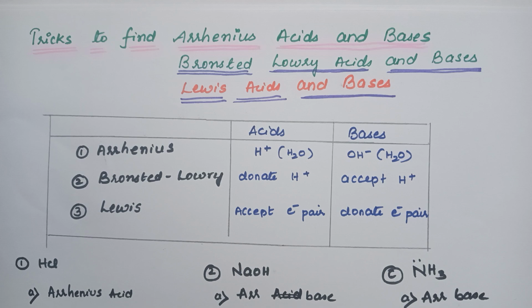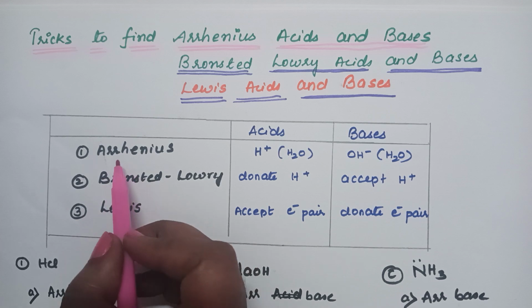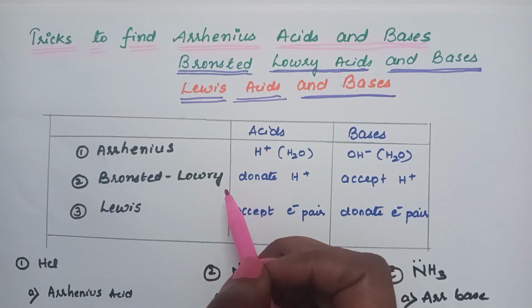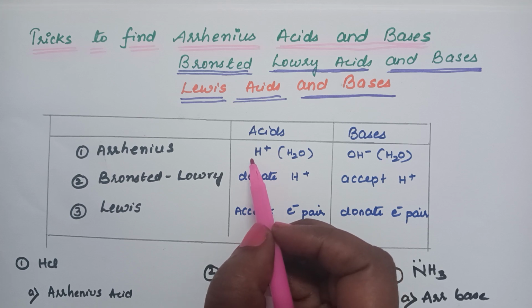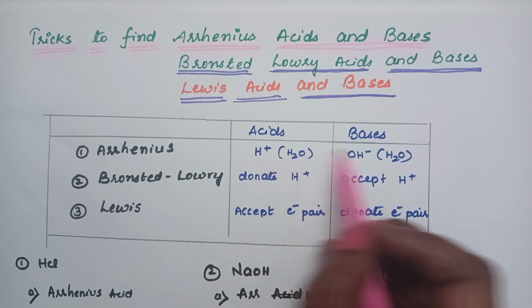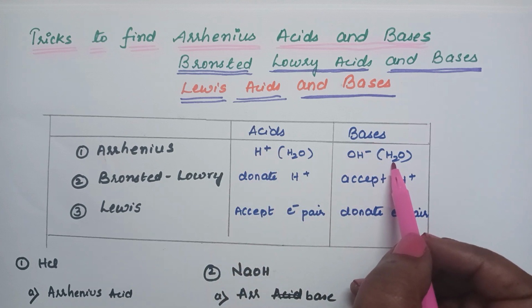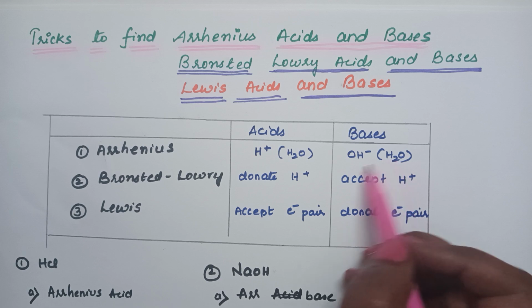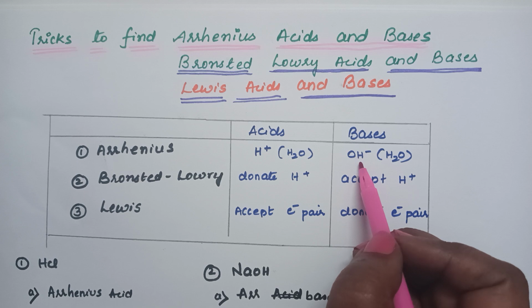Students, in this video we are going to learn super tricks to identify Arrhenius acids and bases, Bronsted-Lowry acids and bases, and Lewis acids and bases. So totally there are three concepts which explain acids and bases. The first concept is the Arrhenius concept. In the Arrhenius concept, acids are substances that, when you dissolve them in water, produce H plus ion. And Arrhenius bases are substances that, when dissolved in water, produce OH minus ion.